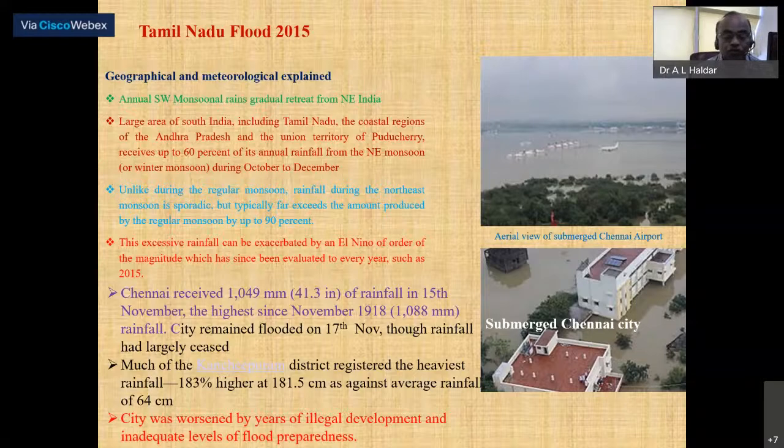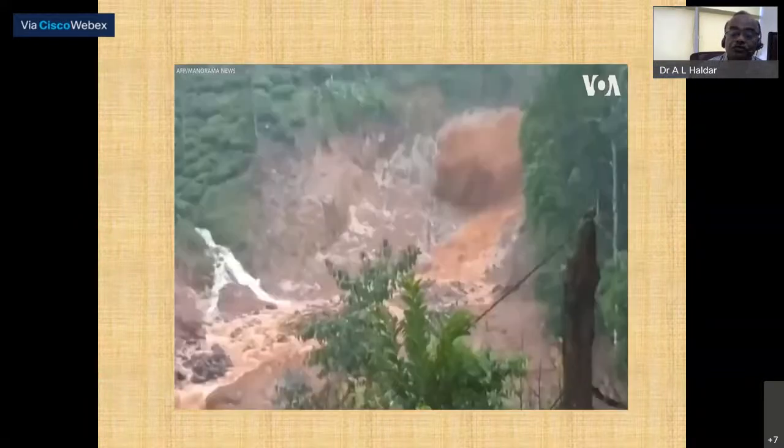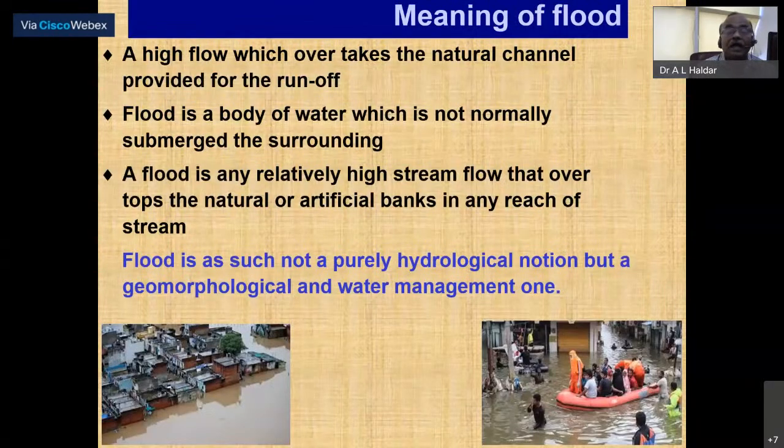In the transition zone, both were fueling the event, fuel meaning moisture and rainfall. It took place as one of the most severe phenomena in the history of India. See the statistics of rainfall in Chennai, see the scenario in this. You know what a flood is?